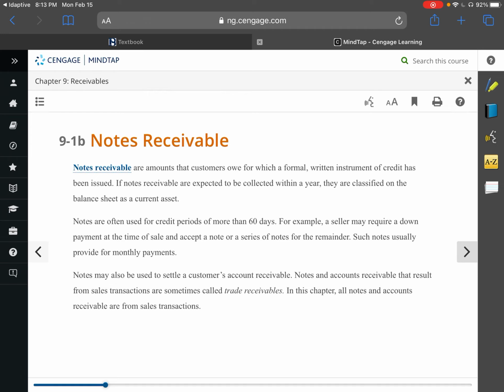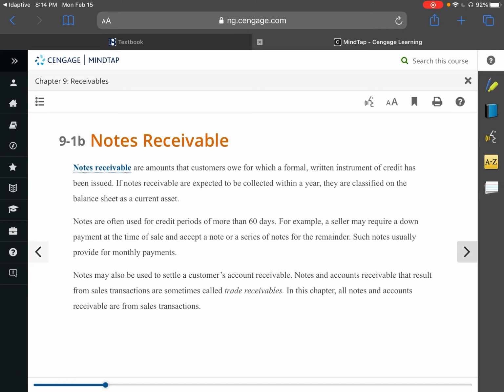And a note receivable is a lot like accounts receivable. It's just a more formal agreement. Normally there's paperwork that needs to be signed. There are interest rates that are usually incurred if you extend a note receivable to a customer, and they have the potential to be longer than an account receivable.